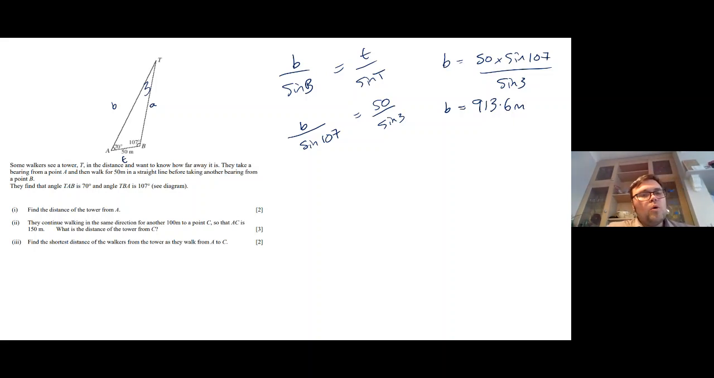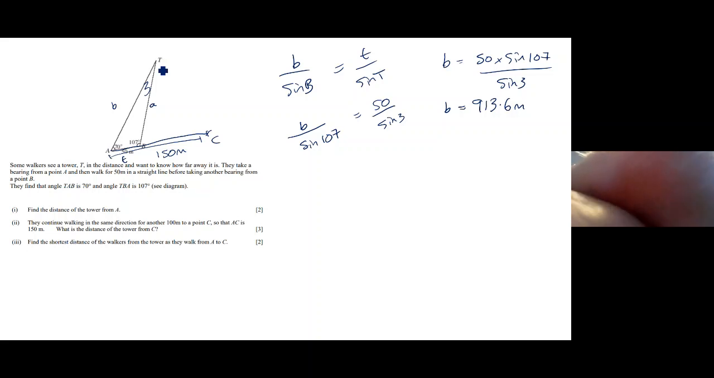So they continue walking along the same line for another 100 meters to a point C. Let's draw that in. So they've continued on this line to this point here, which we're going to mark as C. So the total distance now is 150 meters, so AC is 150 meters. What is the distance of the tower from C?